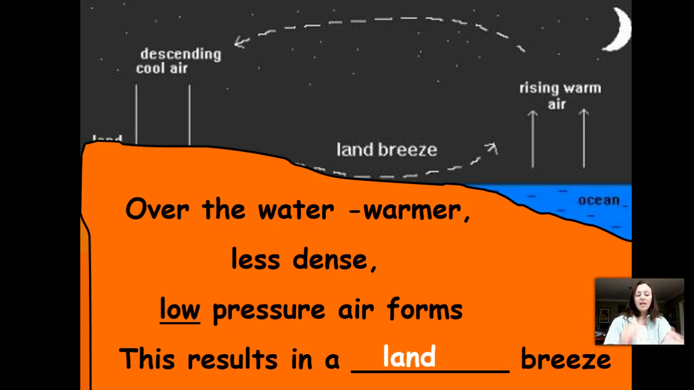So what is this creating? We've talked about this recently, with rising air warming up, and cooling and sinking air, creating a circular pattern. Do you remember what this is called? A convection current. You're right. So land and sea breezes are like mini convection currents.